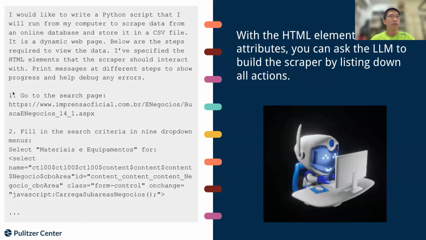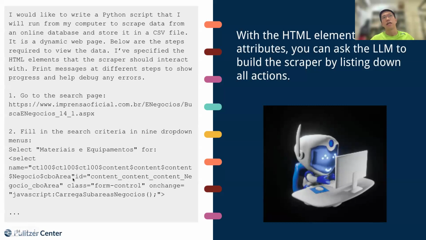For example, first step, go to the search page. Second step, fill in the search criteria in 9 drop-down menus, right? Select materiais e equipamentos, right? Portuguese again, for this HTML element, right? You can say that I put in select, name. These are all attributes of an HTML element, okay?